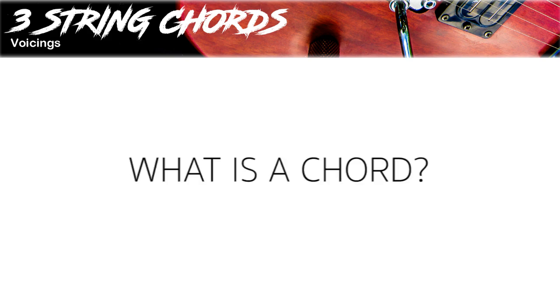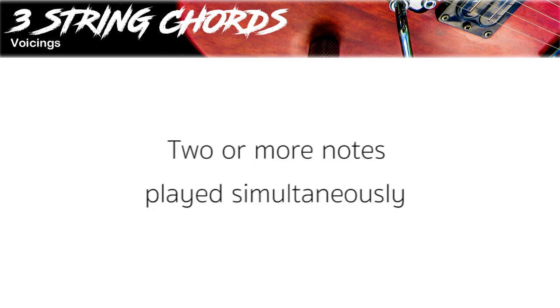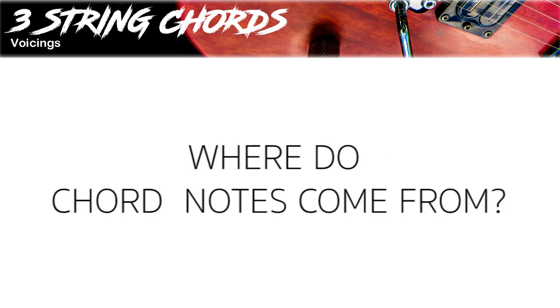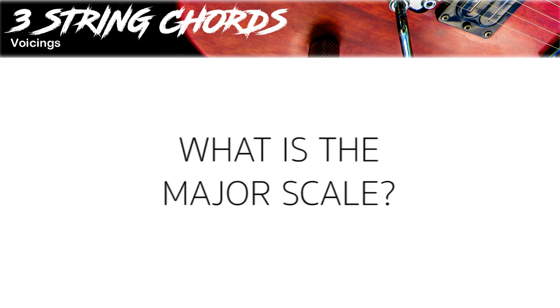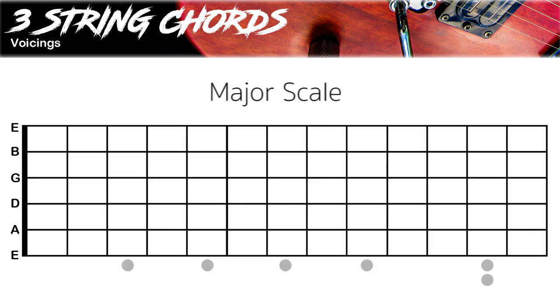What is a chord? A chord is two or more notes played simultaneously. Well, where do these chord notes come from? They come from the major scale. What is the major scale? The major scale is a specific sequence of 7 notes.